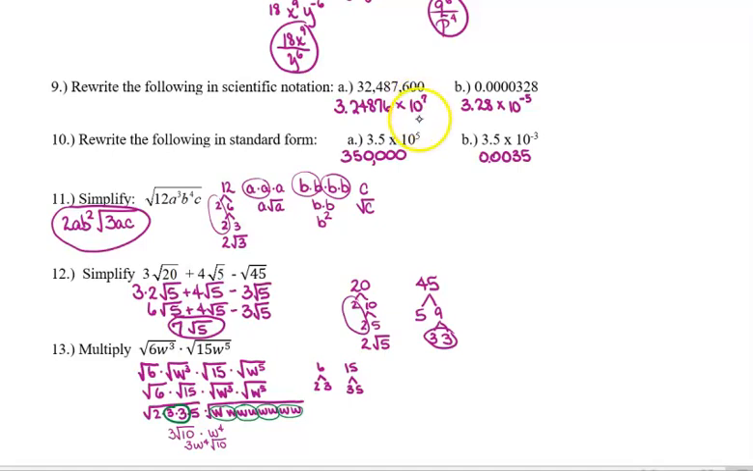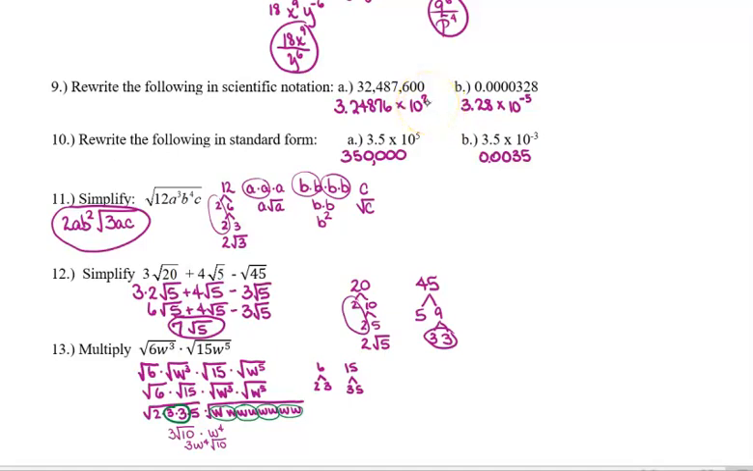Remember, if we use logic and think about 10 to the 7th as a 1 with 7 zeros after it, that's a huge number. If you multiply anything by a huge number, it's going to get bigger, right? So that way you can use logic to check your answer and make sure that you have the right exponent, whether it's positive or negative.